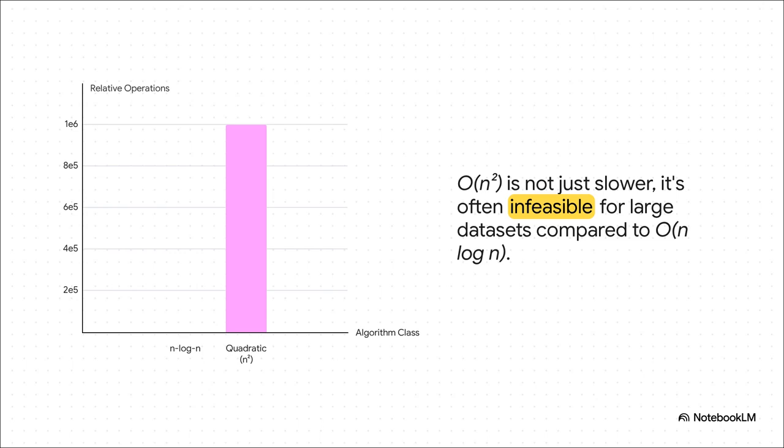Choosing a clever, efficient algorithm over a simple, brute force one, well, that's the difference between an app that feels instantaneous and one that would just freeze up and crash your whole system. This idea, right here, is probably the single most important concept in designing algorithms.